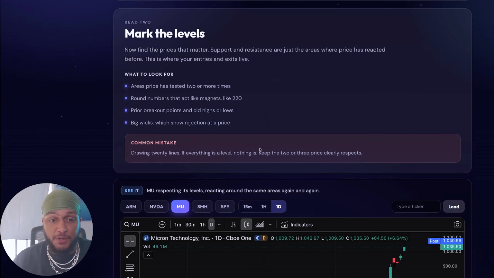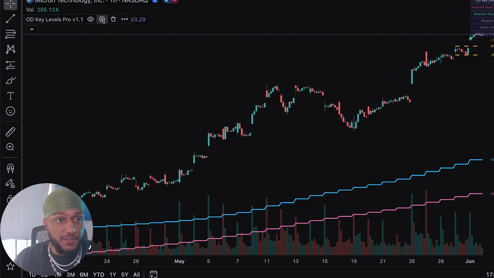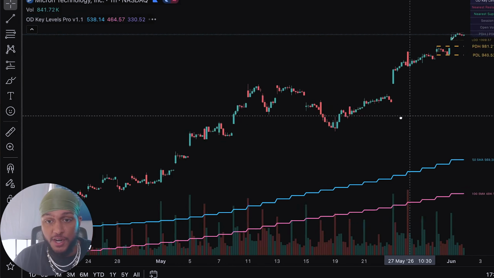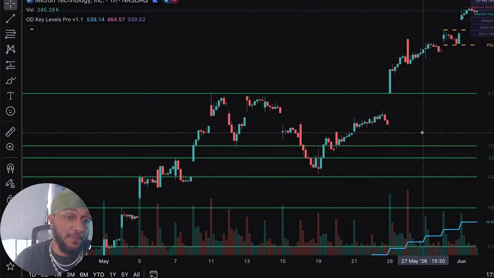A common mistake people make is they draw 1,000 lines, no line is significant, and they get confused trying to treat everything as a key level, and all these levels are just nonsense. So again, let's look at something like Micron here in TradingView. We'll use the indicator for this example. If we turn off all the show nearby levels here on Micron, you can see all the key levels we had plotted out on the Micron stock.